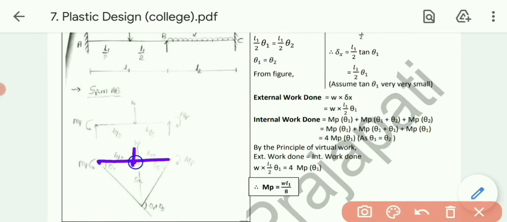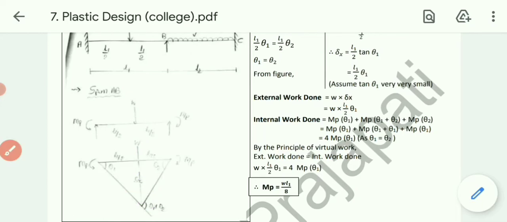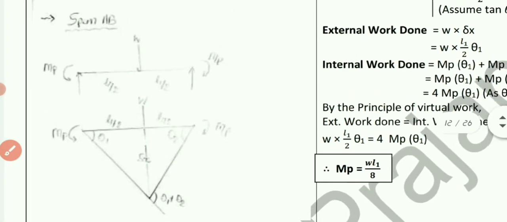Draw the beam as it is, W. We need to always draw the mechanism like this in the triangle shape. See, theta 1, theta 2. Okay, let me zoom the figure so you will get it easily.